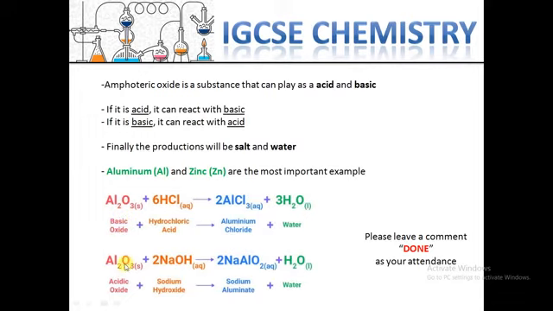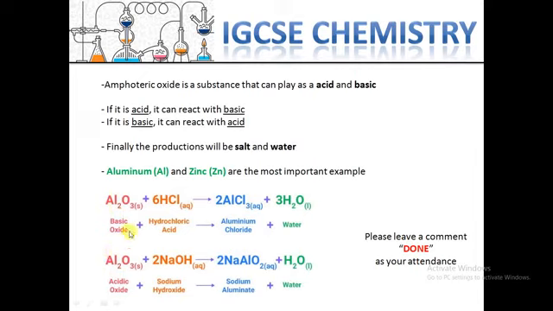Another one, aluminium oxide can also react with sodium hydroxide. Sodium hydroxide is a base. So here it is playing the role of an acid. So in these two equations, aluminium oxide can be a base, and can also be an acid, both.